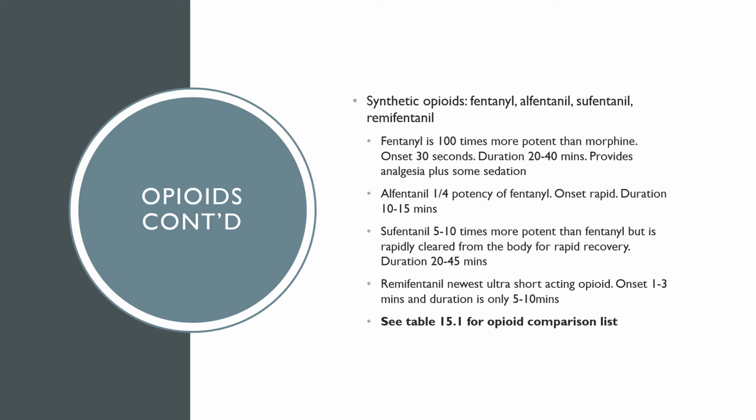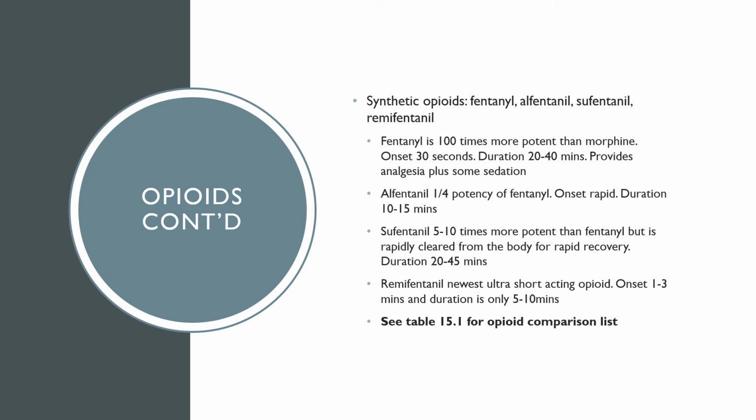Okay, alfentanil is about a quarter of the potency of fentanyl, also a rapid onset, and its duration is 10 to 15 minutes. Then we have sufentanil, which is 5 to 10 times more potent than even fentanyl, but it is very rapidly cleared from the body for rapid recovery. The duration is about 20 to 45 minutes. And remifentanil, this is the newest of the ultra short-acting opioids. Onset is 1 to 3 minutes, but the duration is only about 5 to 10 minutes.